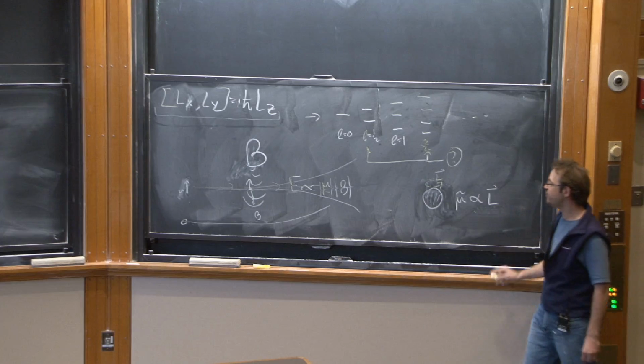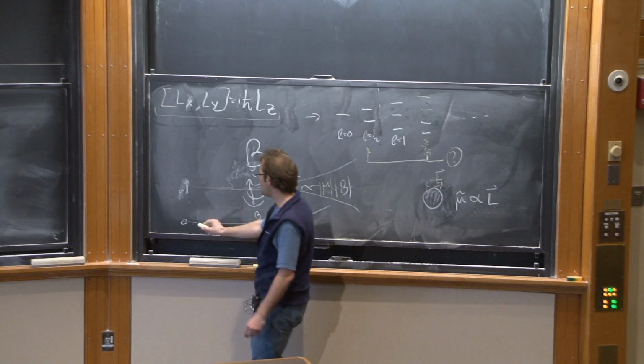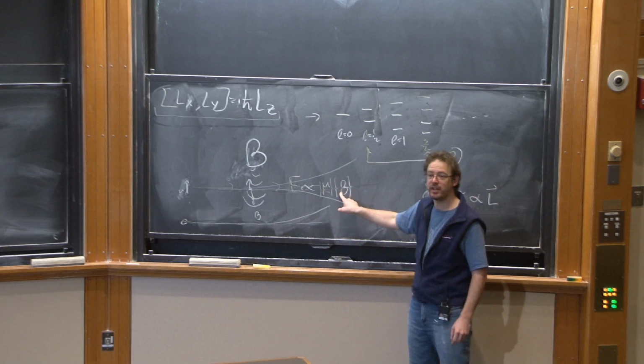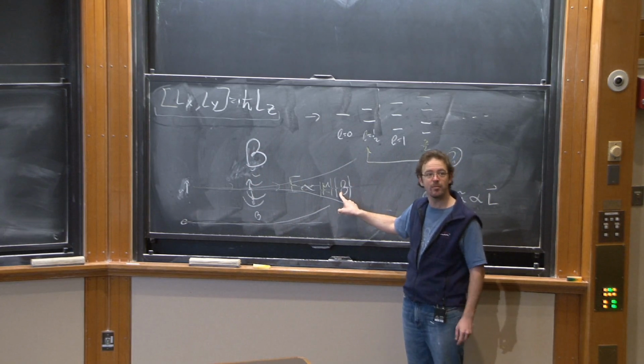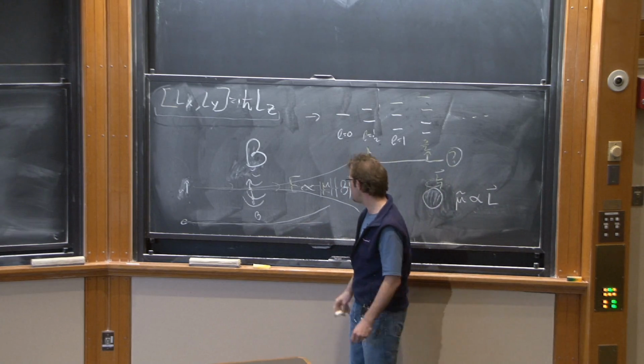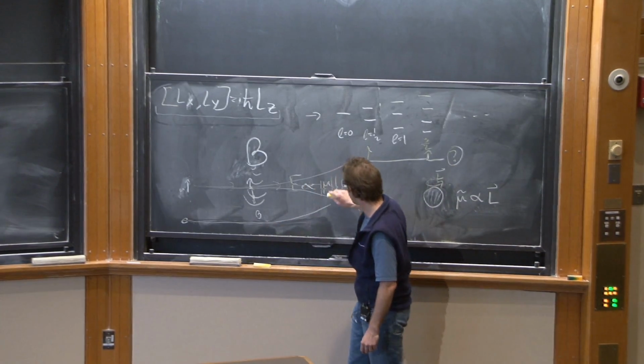Okay? Here's the funny thing. If the electron weren't rotating, it would just go straight through, right? It would have no angular momentum, and it would have no magnetic moment, and thus it would not deflect. Yeah? If it's rotating, it's going to deflect. Here's the experiment we do, and here's the experimental results.